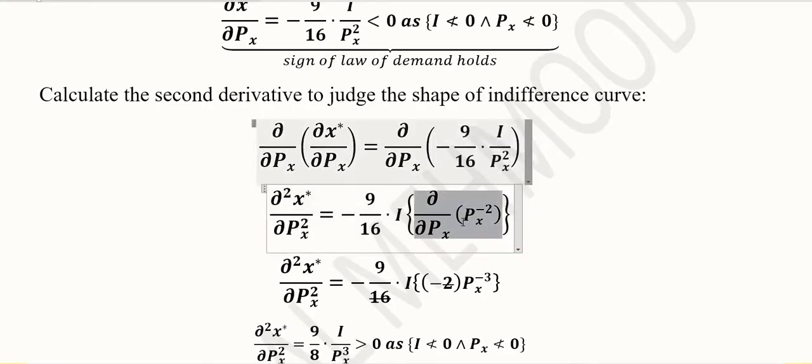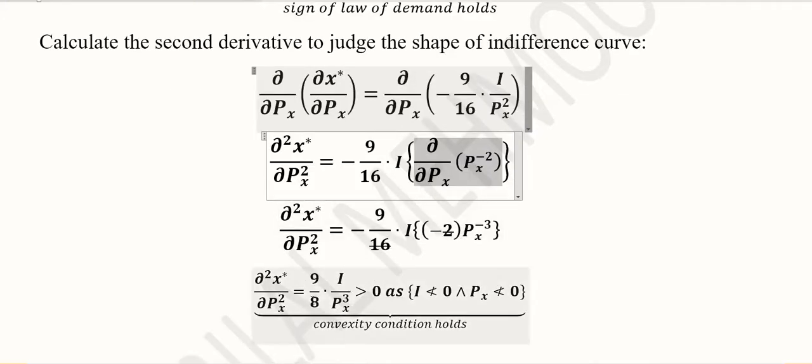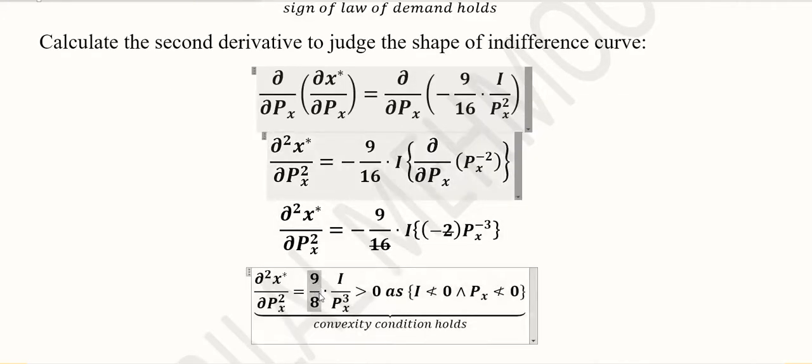Now this is a set of steps that you can do easily, because this is simple differentiation. Simplification should lead you to this answer, which is 9/8 into I over px cube. These values have already been proved to be non-negative. This is also a couple of values that are positive, so the answer will be positive.